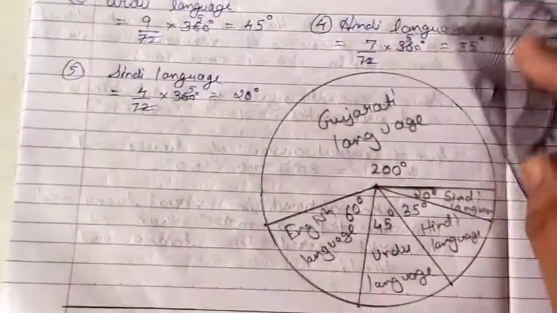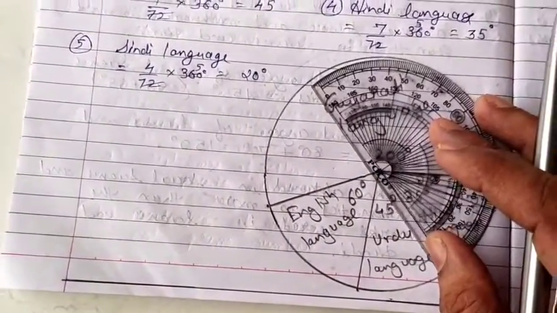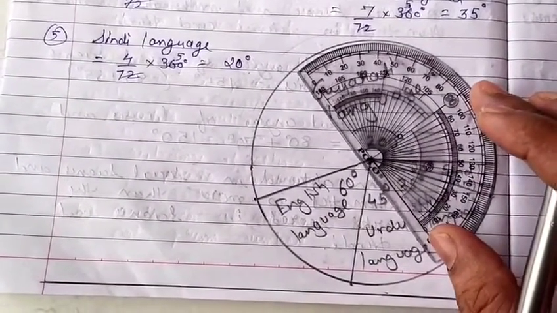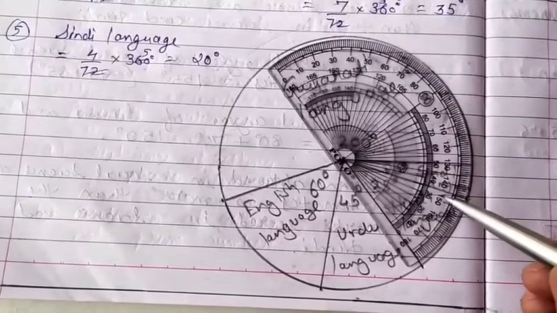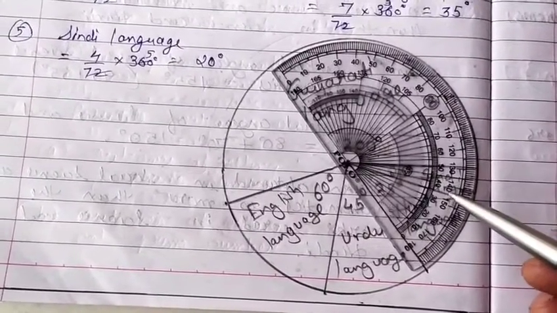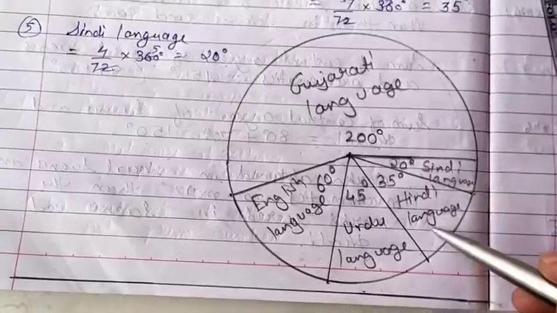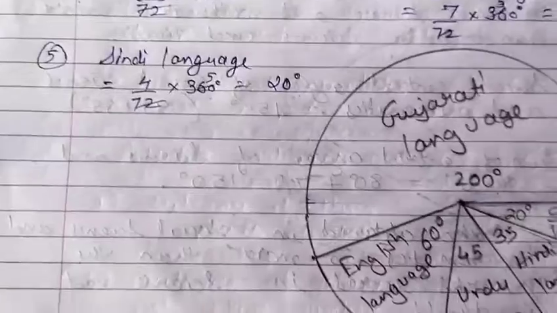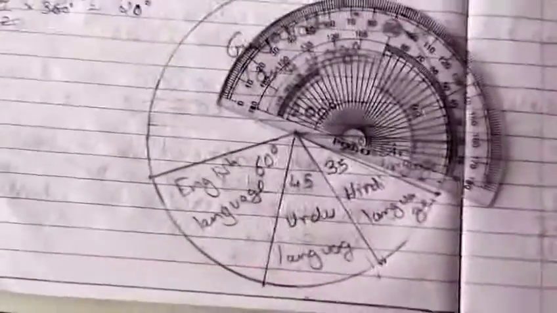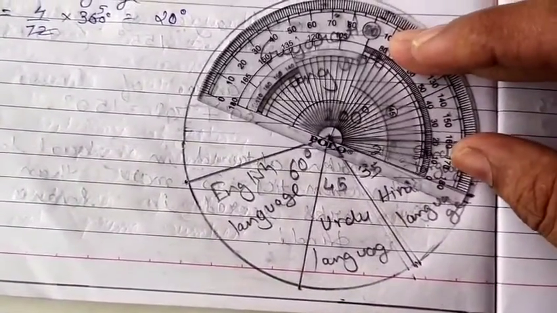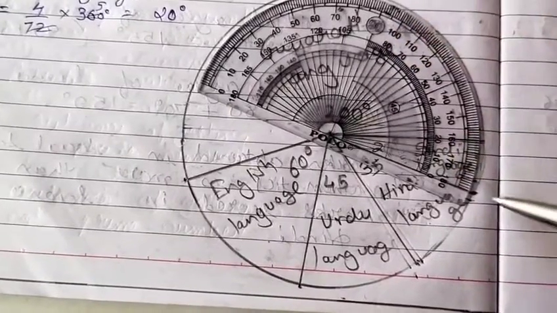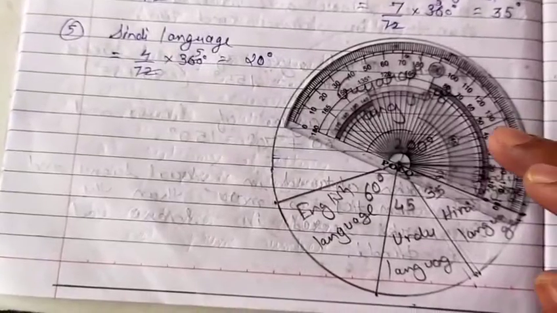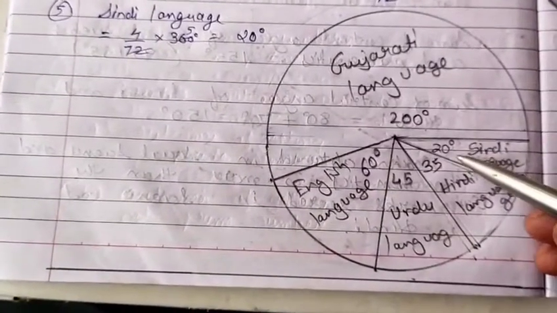Then 35 degree. Again try to place your protractor on that line. 35 degree, between 30 and 40, see this darker line, 35 degree, write it Hindi language. Last one is Sindhi language, which is 20 degree. No need to construct this, just place your protractor like this, and finally if you want to check, see here, from here to here it's 20 degree. By default, whatever sector is left, it is of 20 degree.